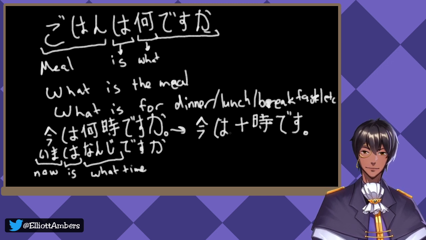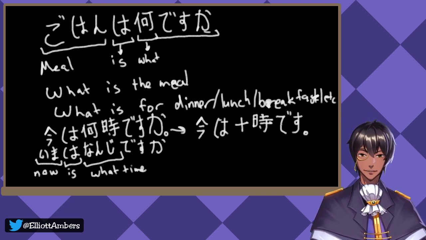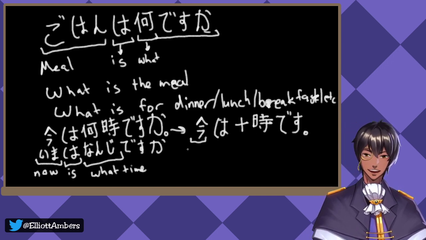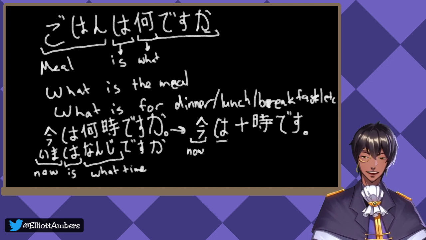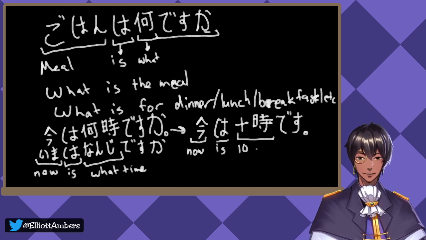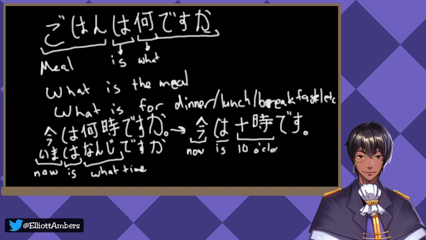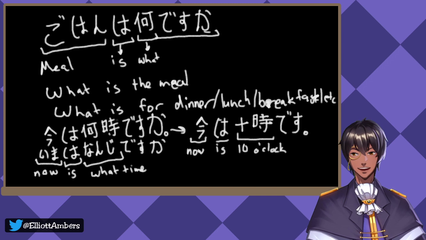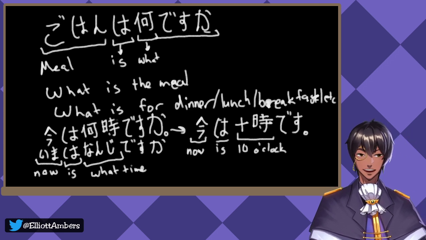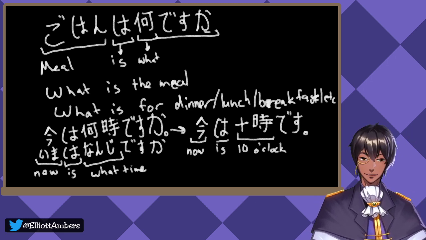In the case here, with the response, we see that it ends with this, as opposed to desu ka, so we know that it's a statement. And this just means now. That state of being, currently, is 10 o'clock. So essentially the question would be saying, if you say, Ima wa nanji desu ka? you would be asking, what time is it right now? And the response here, ima wa 10 desu, would be saying, it is now 10 o'clock.